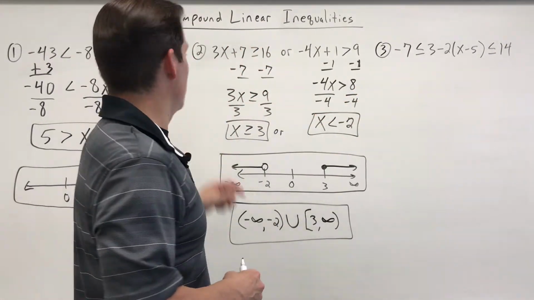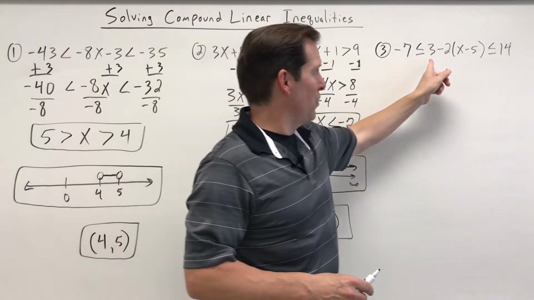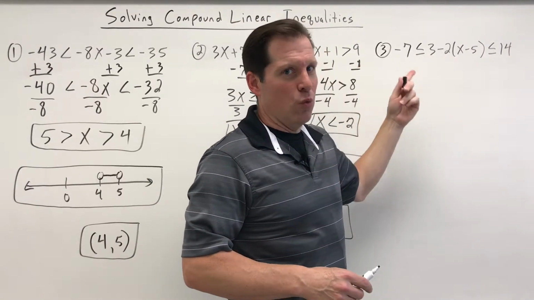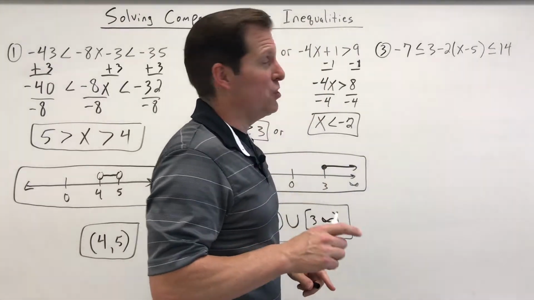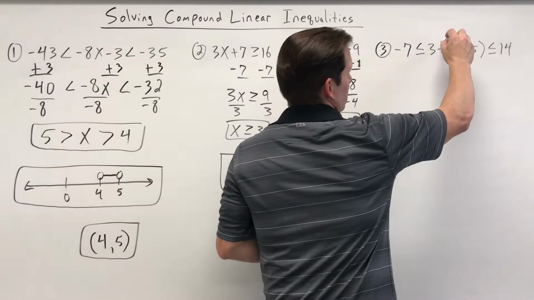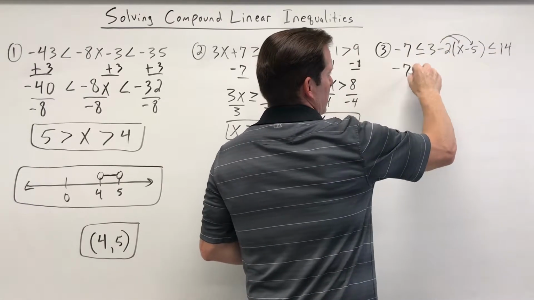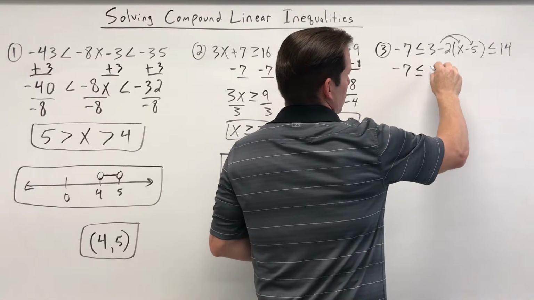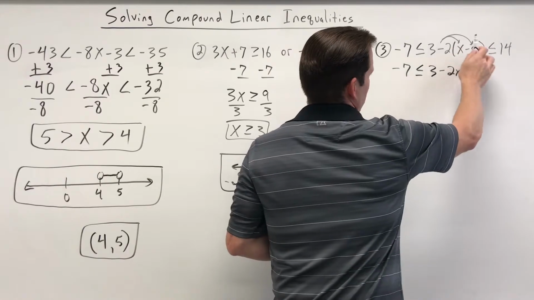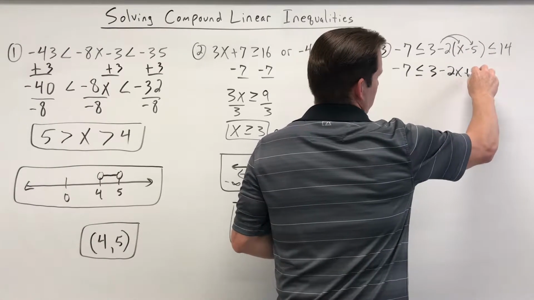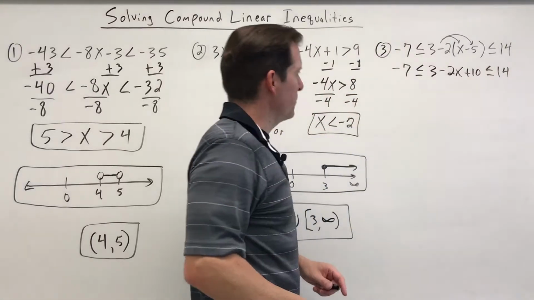It's similar to number 1, but of course I put this in here because a lot of students make that mistake. Again, they just want to go ahead and do 3 minus 2 is 1, but we can't do that. So just be really careful with that. What I'm going to do is distribute this negative 2 first. So by doing that, I get negative 7 is less than or equal to 3, and this is negative 2 times x, negative 2 times negative 5, greater than or equal to 14.